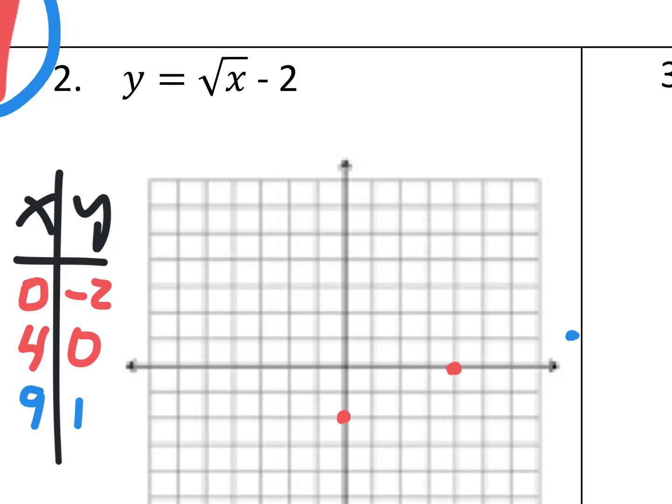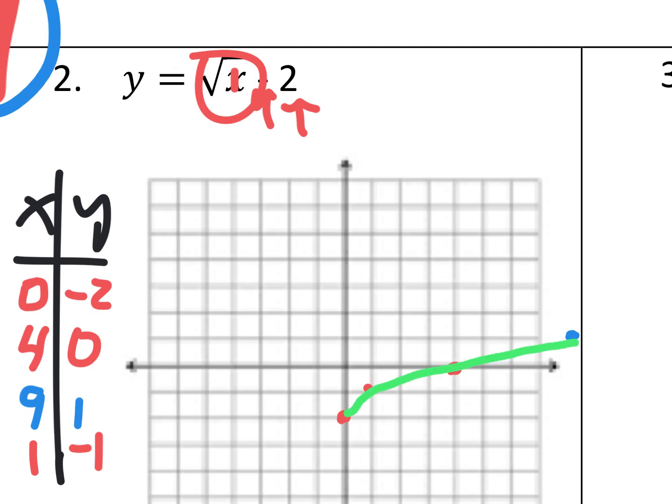How many of you knew that 1 would have been smart to put in? For future reference, you'll have to know 4 things that have nice square roots. 1 has a nice square root. What's the square root of 1? 1. And then 1 minus the 2 makes, well, I put in 1, and now I have 1 minus 2, which is negative 1. (1, negative 1) is right there, and this should look familiar.